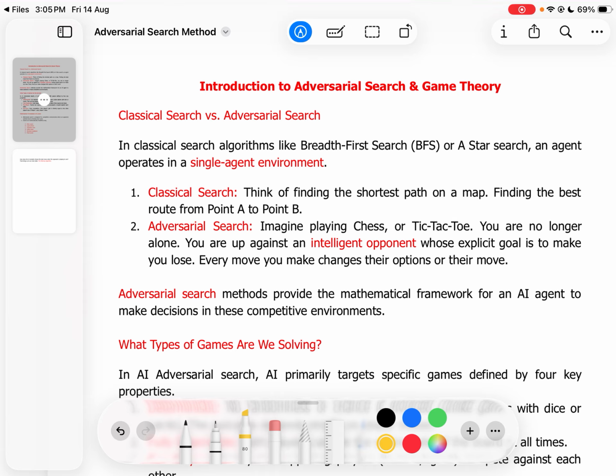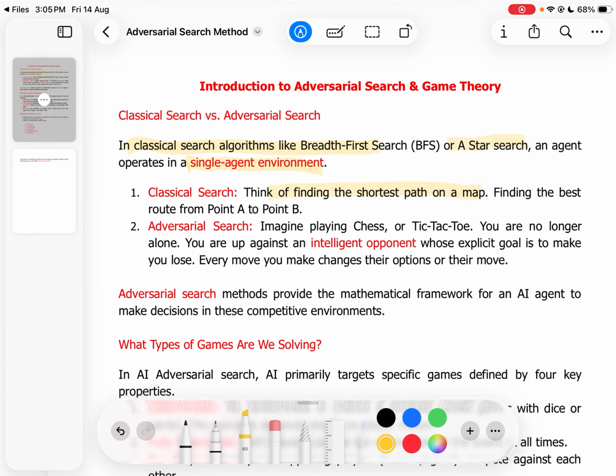In classical search, like BFS, which in previous videos you would have seen as breadth first search, or A star search, a single agent operates. Okay, that is the first point that you should know. For example, finding a shortest path on a map, finding the best route from point A to point B. This single agent can find the best route using A star search.